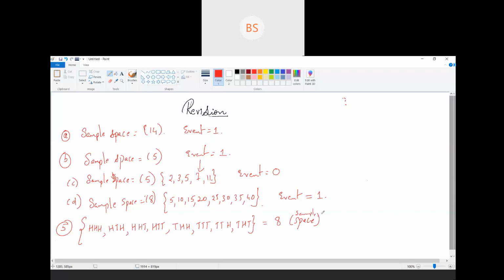Now what they've asked you is to write the probability of getting heads on all the 3 coins. So probability of all heads. How many events are there in the sample space where you'll have all heads? Ma'am, 1. Yes, 1. This is the only one where you'll have all heads. So it is 1 upon total how many events? 8. So it will be 1 upon 8. So the probability is 1 upon 8. Understood? Yes, ma'am. Okay.